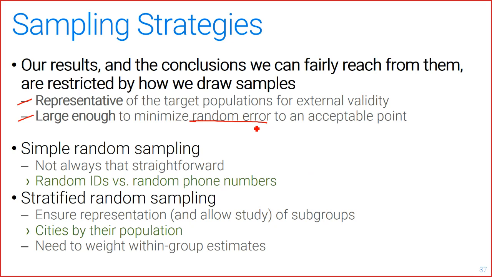The simplest one is what we call simple random sample. You simply just randomly pick people or pick students or pick songs or whatever it is that you're measuring, whatever your population is. And by the way, it's not always that straightforward. So you can think, for example, about selecting random IDs, like random student numbers, or selecting random phone numbers. This was something that used to happen decades ago.